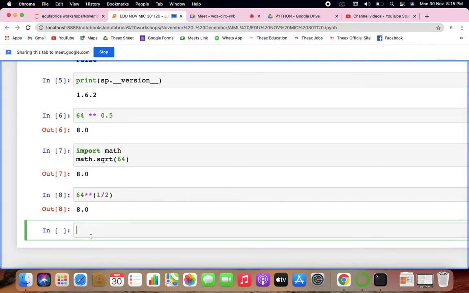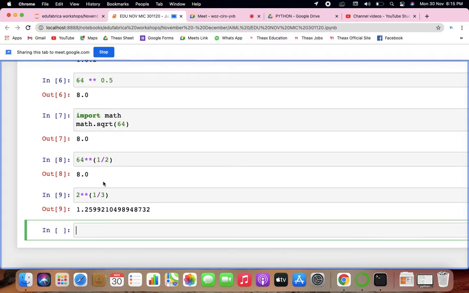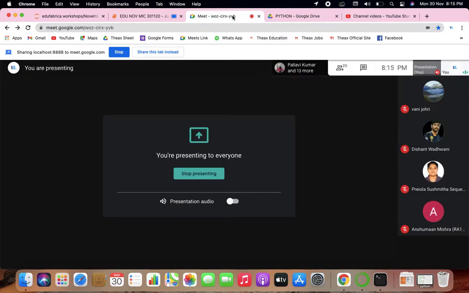Alright, so what we can do here is, if I want to find the cube root of 2, what would be the result in mathematics? Can you find out? You can just write it like cube root of 2, sorry. So 2 to the power of 1/3 you will write, and you will get 1.25 as the result, right?